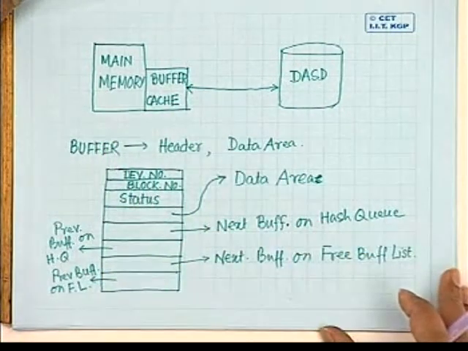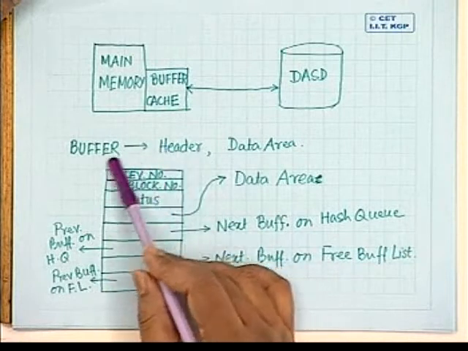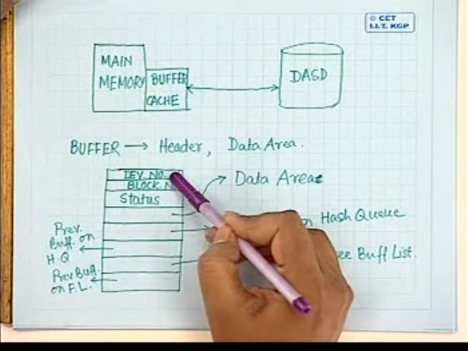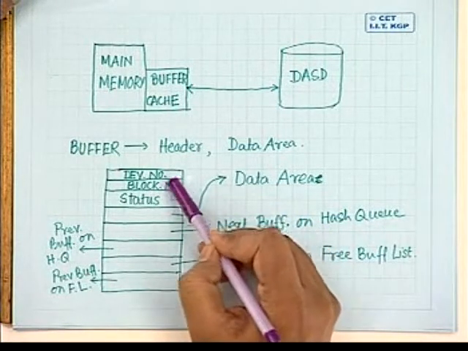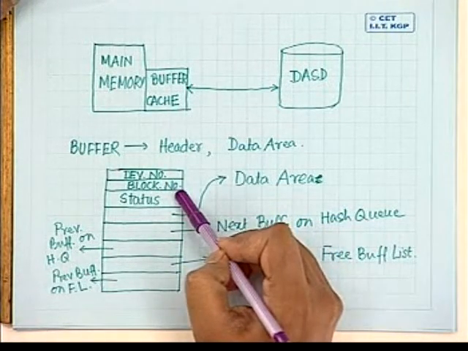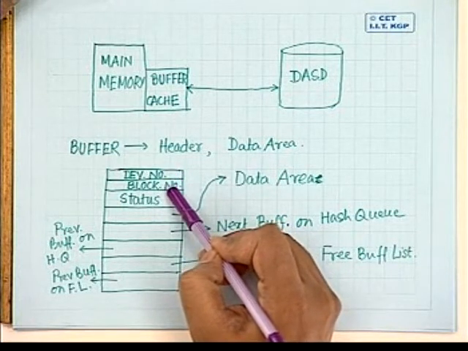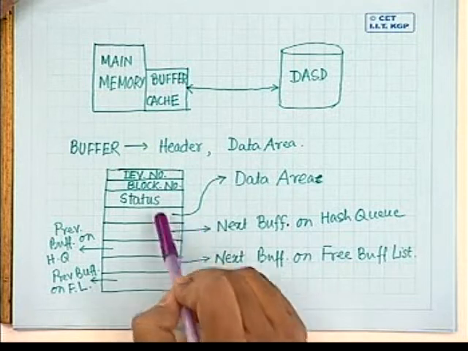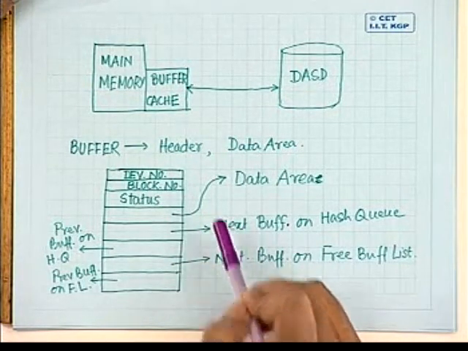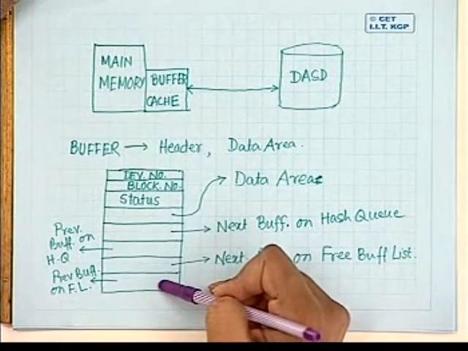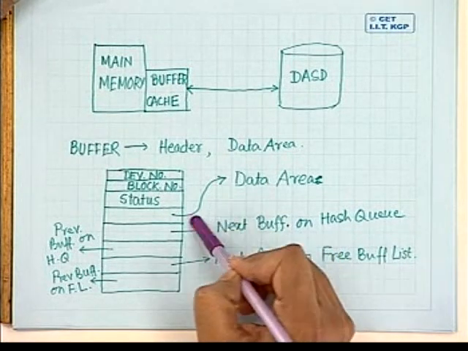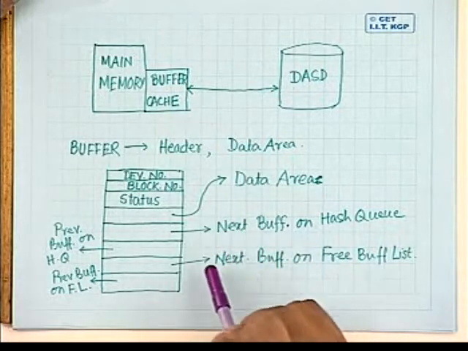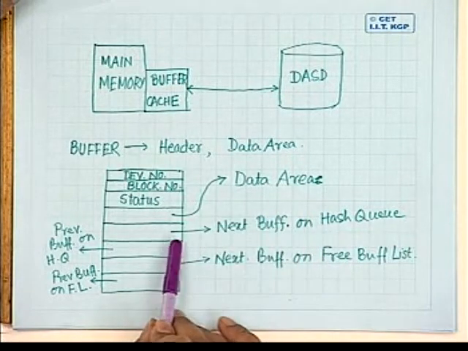And we have also said that the format of the header of buffers is something like this. The initial fields in the header contain the device number and block number, and these two fields identify a particular block on a disk. Then the next field will be the status field, and there are a number of pointer fields. The first pointer points to the data area of that buffer.